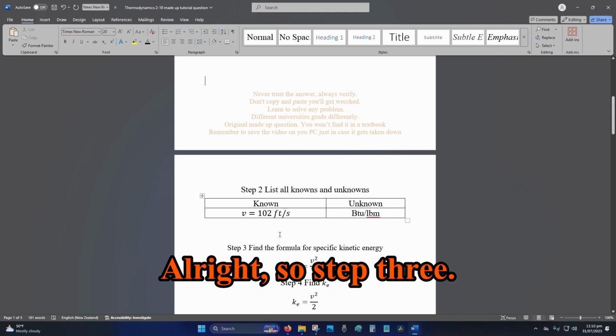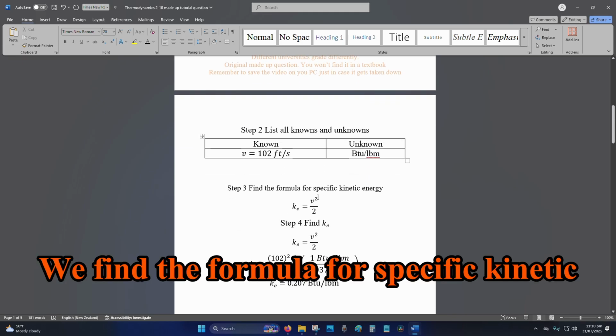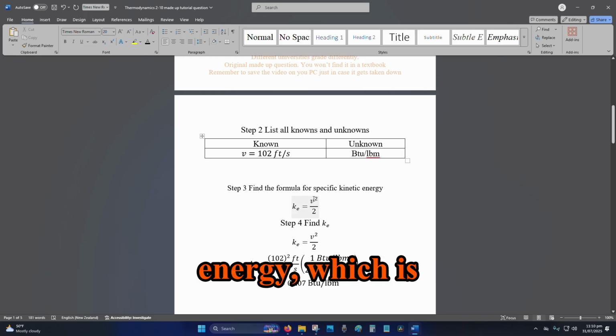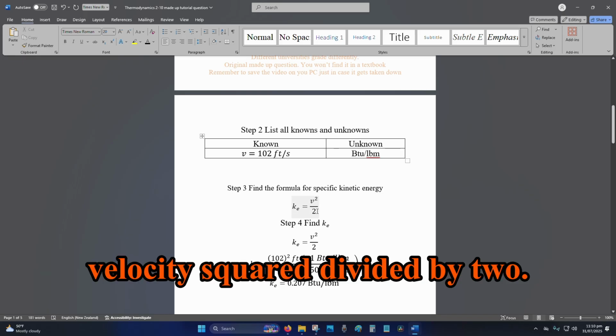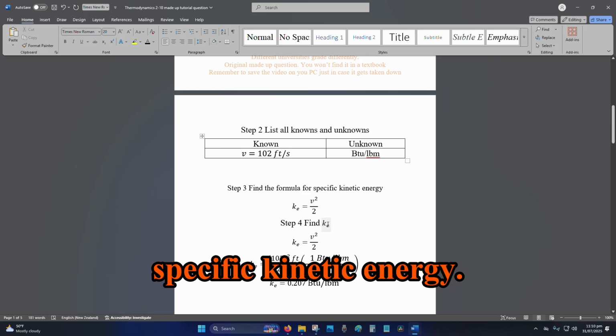Alright, so step 3, we find the formula for specific kinetic energy, which is velocity squared divided by 2. Step 4, find the specific kinetic energy.